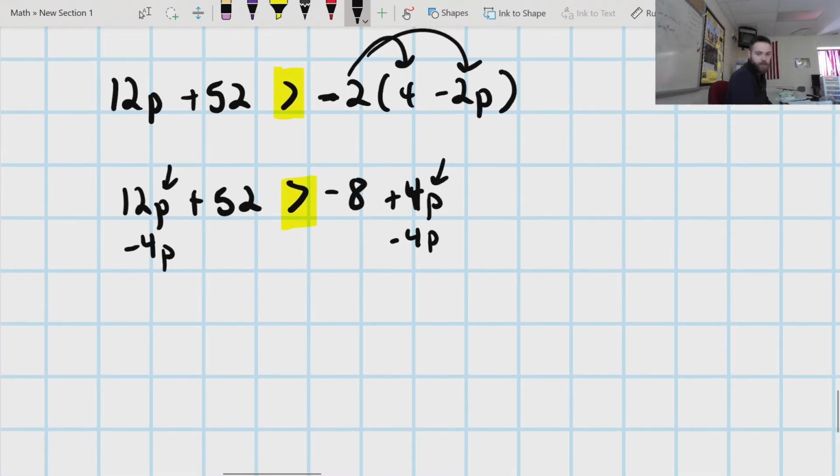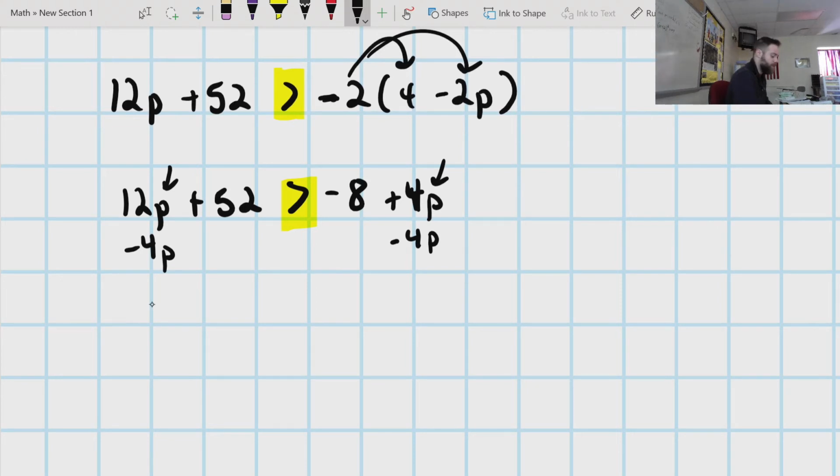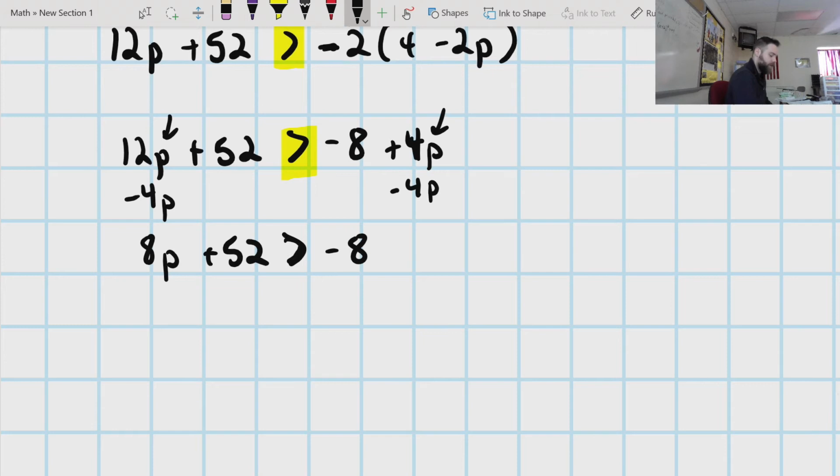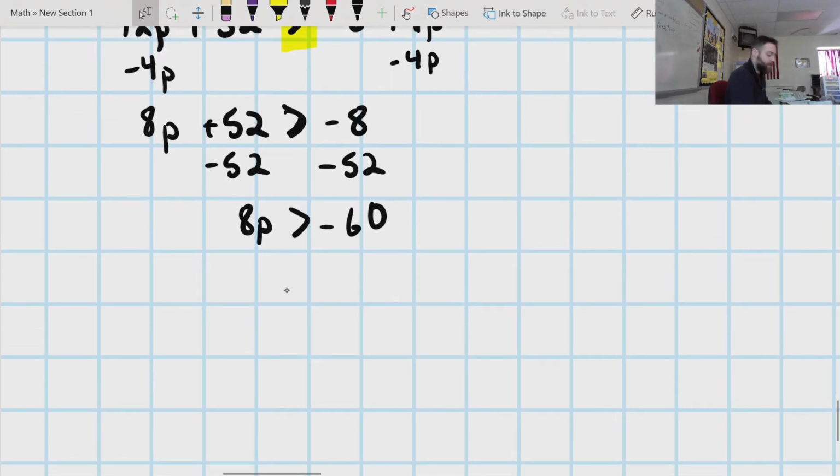Right? It's like a partition. So 12p minus 4p is going to be 8p plus 52 is greater than negative 8. And then I'm going to subtract 52 from both sides. And I get negative 60, or 8p is greater than negative 60. And then I'm going to divide both sides by 8. So I get p is greater than negative 60 over 8.